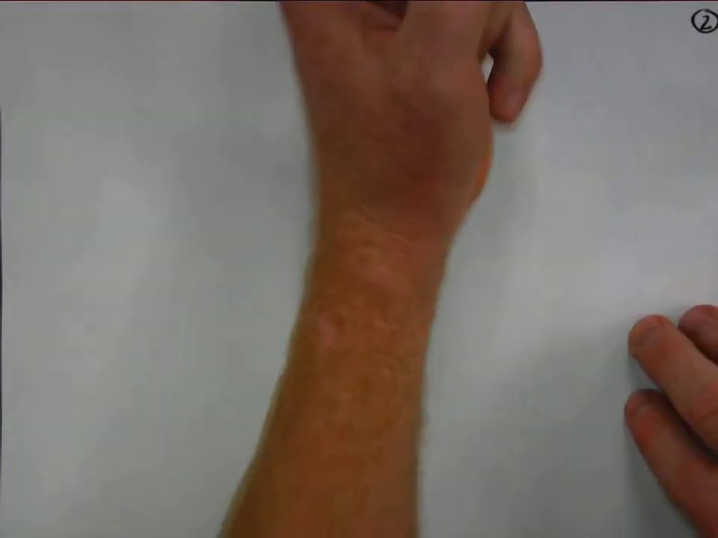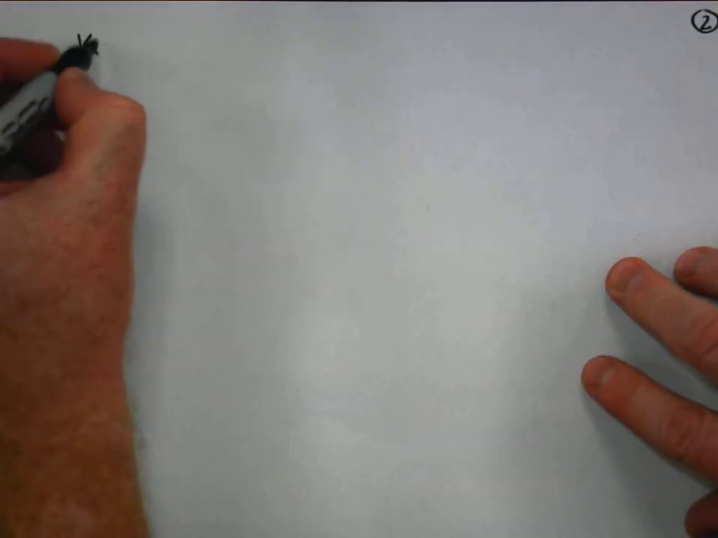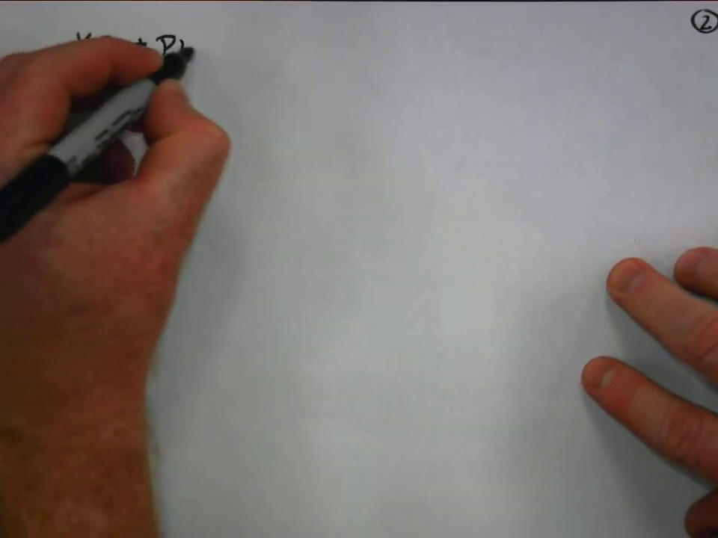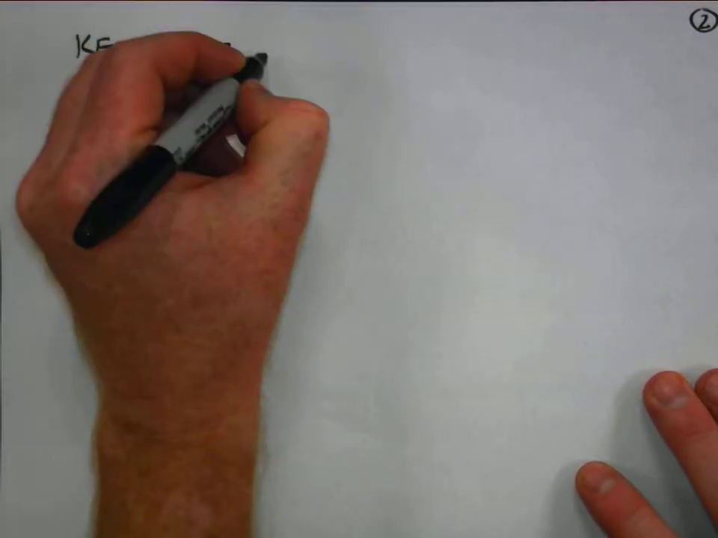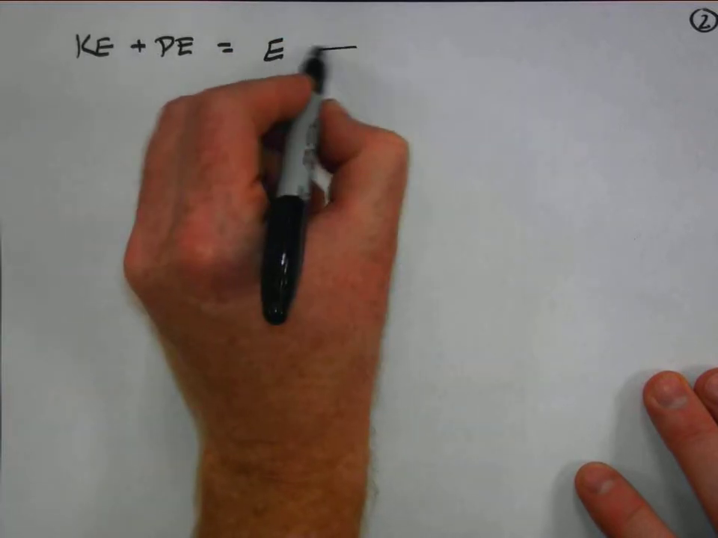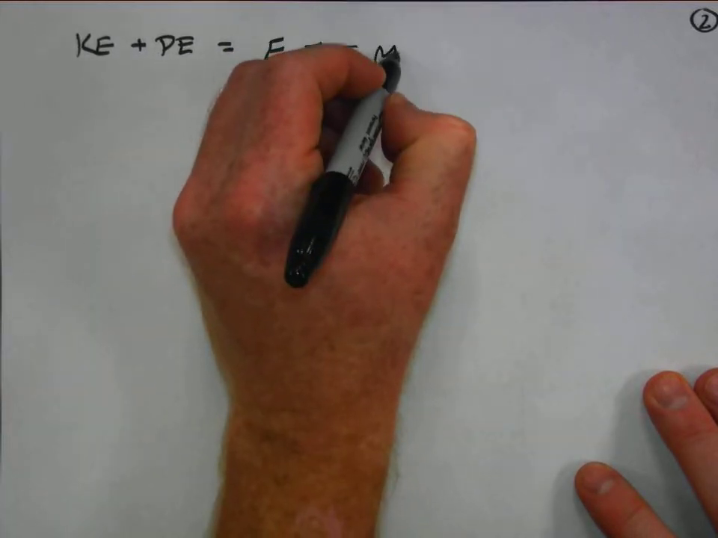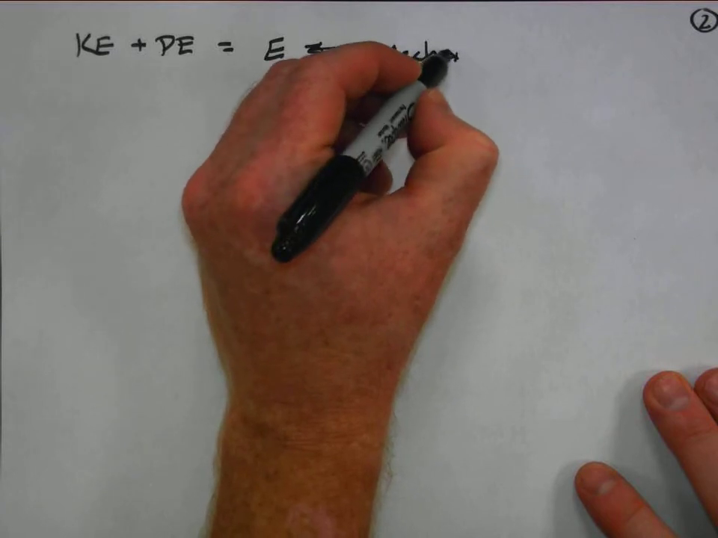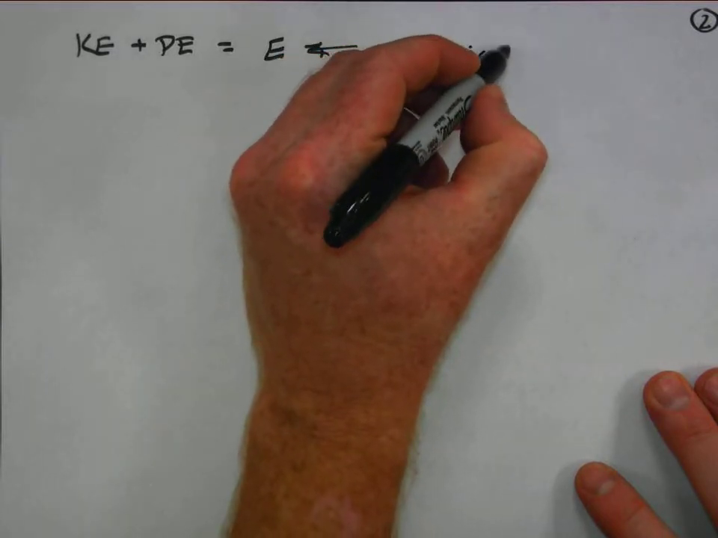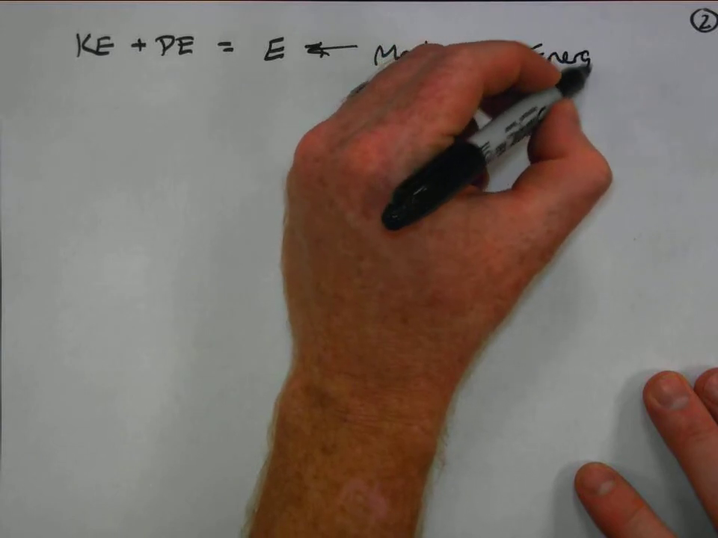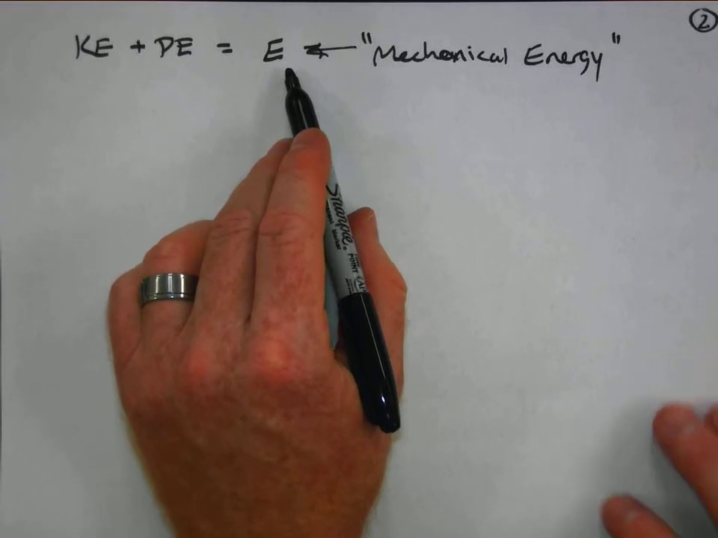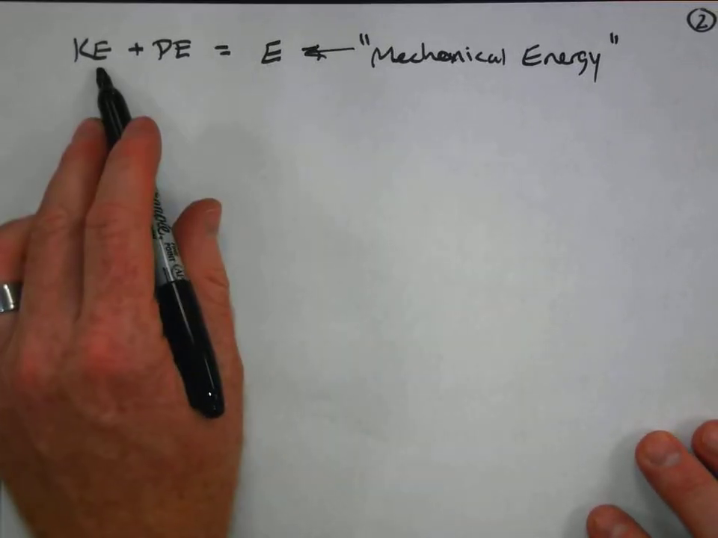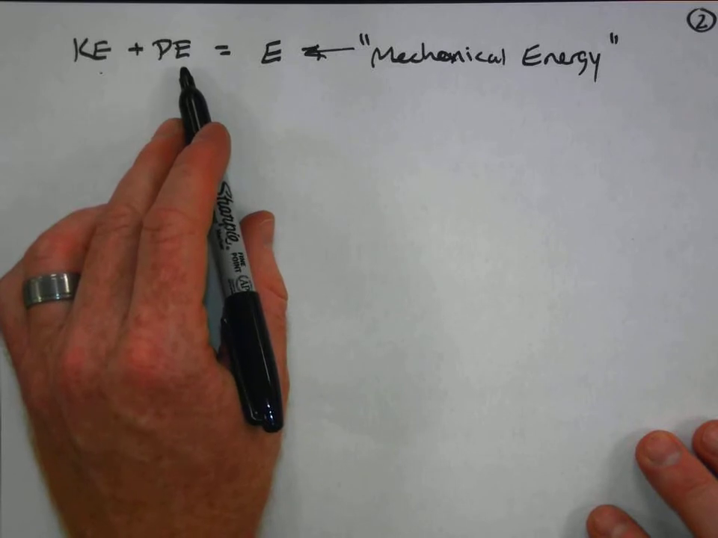Now, the thing about these two forms of energy: when you combine kinetic energy and potential energy, you get what's called mechanical energy. And we just use a capital E for that. So this is called mechanical energy. That's simply the combination of an object's kinetic energy plus that same object's potential energy, right?